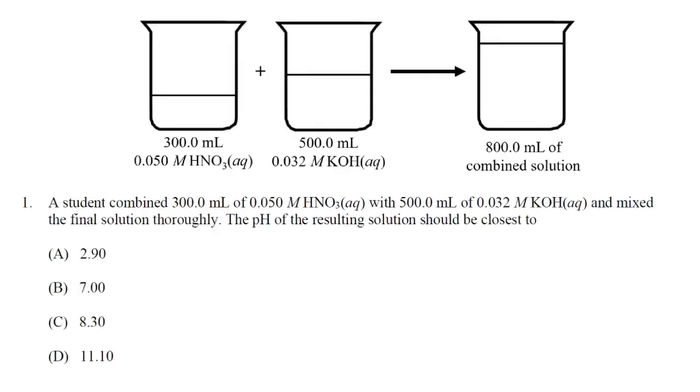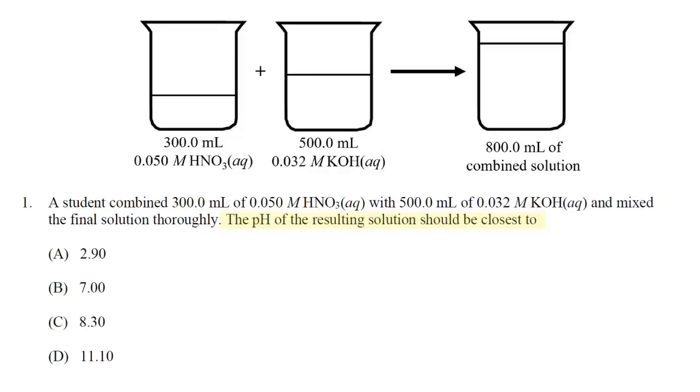Now let's take a look at our first multiple choice question. Question 1 says the following. A student combined 300.0 milliliters of 0.050 molar HNO3, that's called nitric acid, with 500.0 milliliters of 0.032 molar KOH, that's potassium hydroxide, and mixed the final solution thoroughly. The pH of the resulting solution should be closest to, and then we see 4 numerical choices.